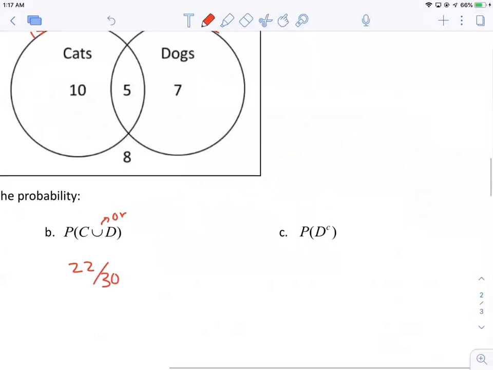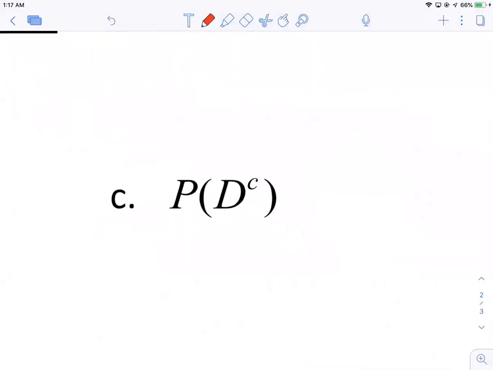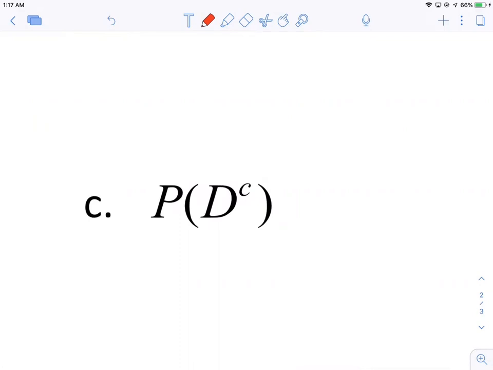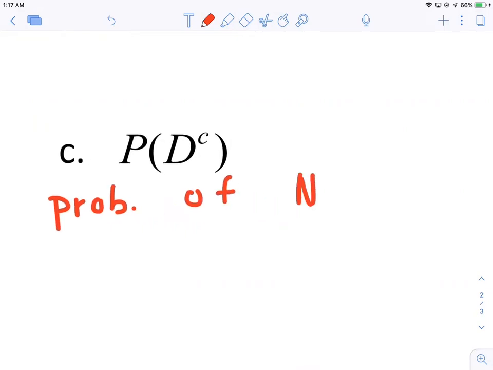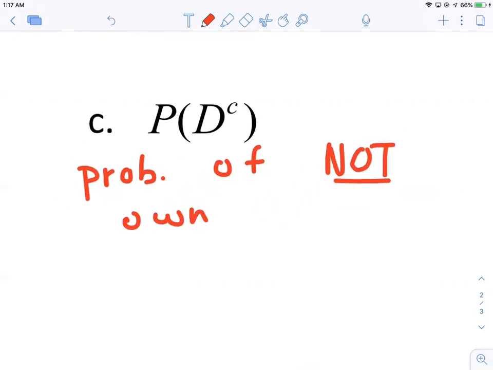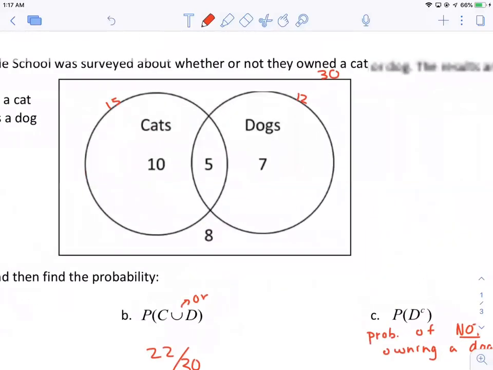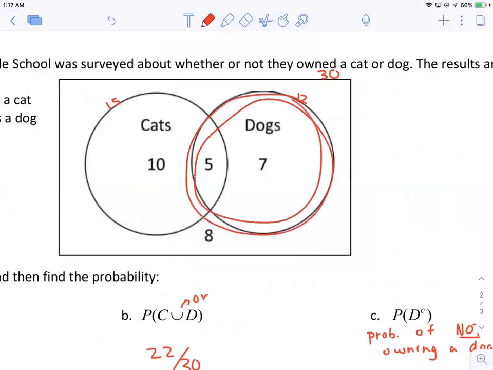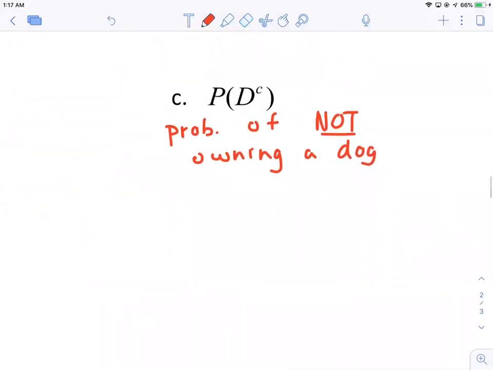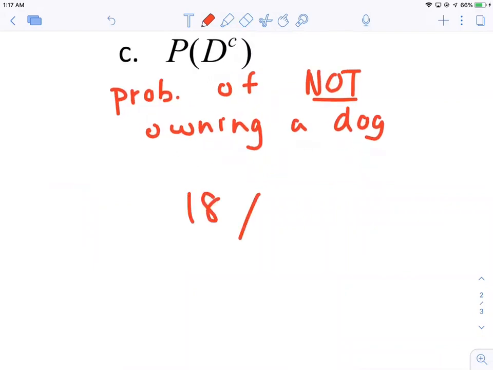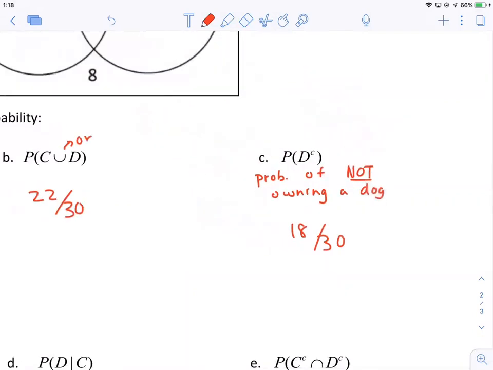All right, probability of the complement of owning a dog, right? That's the complement of event D, which means this is the probability of not owning a dog. And so what this is going to be is everything outside the dog circle, right? My dog circle is 12, so naturally I can just do 30 minus 12 to get the complement, or the complement number of times that event occurs, which is 18. So 18 people don't own dogs. That chance is 18 out of 30.